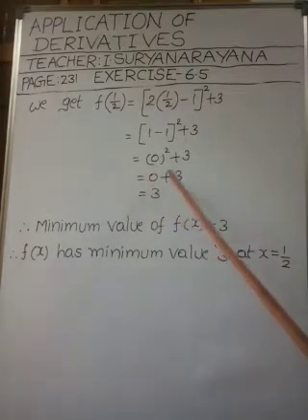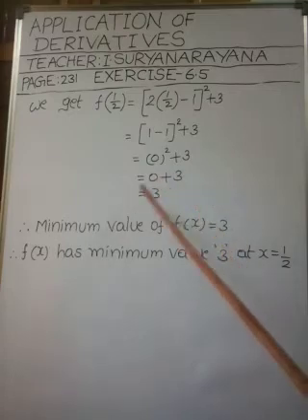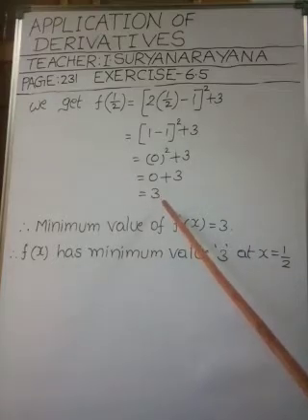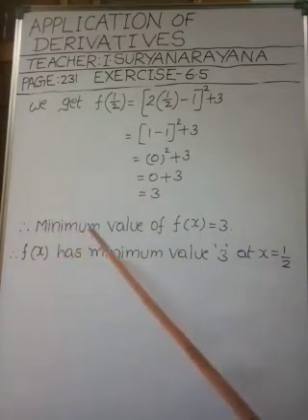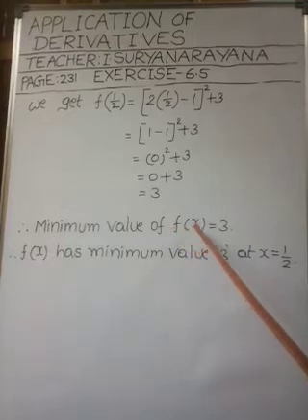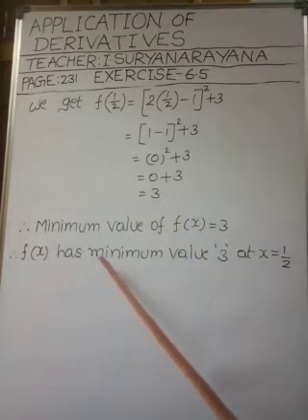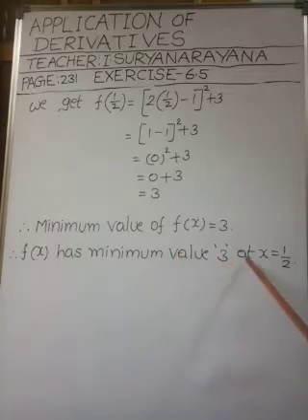Right. Now by simplifying these two terms, what will you get here? 3. Okay, my children, this number is nothing but the minimum value of f of x. Therefore, the minimum value of f of x is equal to 3. So finally, we can say that f of x has minimum value 3 at x is equal to 1 by 2. Understood this, my dear children?